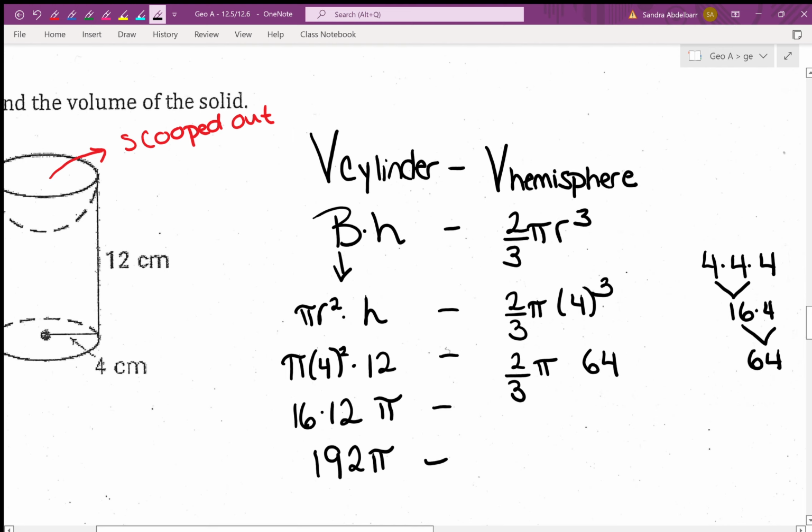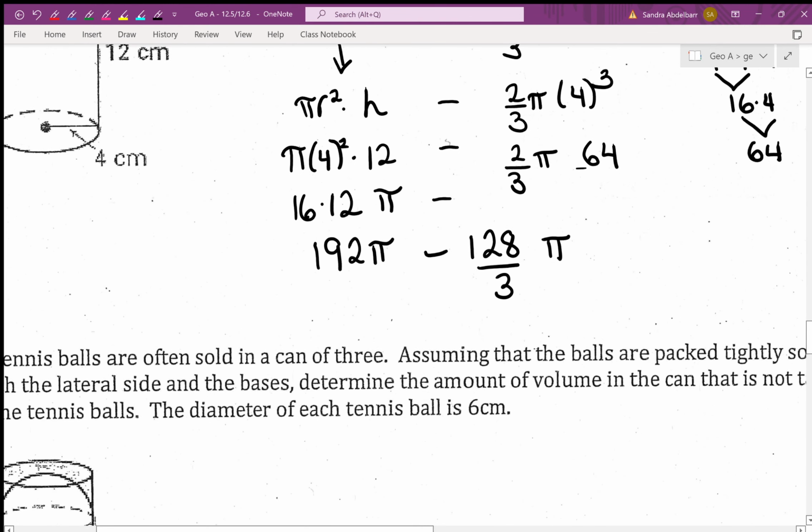So what we're going to do is create a common denominator. I'm sorry, not yet. We're going to multiply across, so we're going to get 128 over 3 pi. Since they're both in terms of pi, now we're going to make a common denominator to be able to subtract them. So can someone do 192 times 3? 576? Thank you.